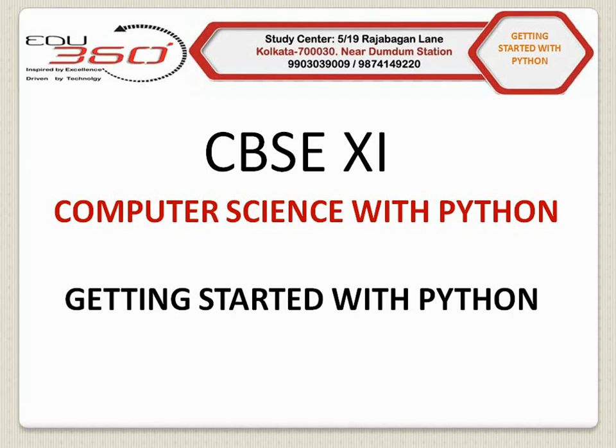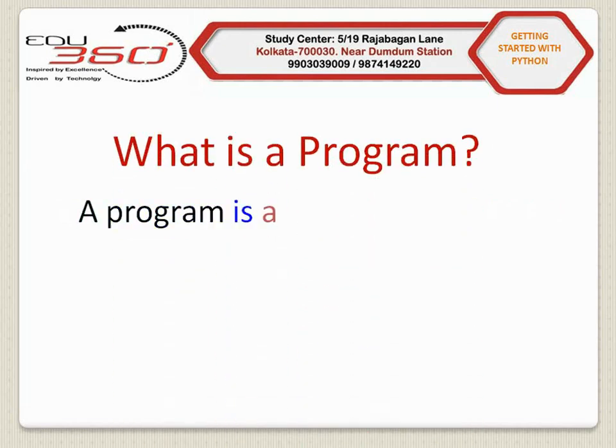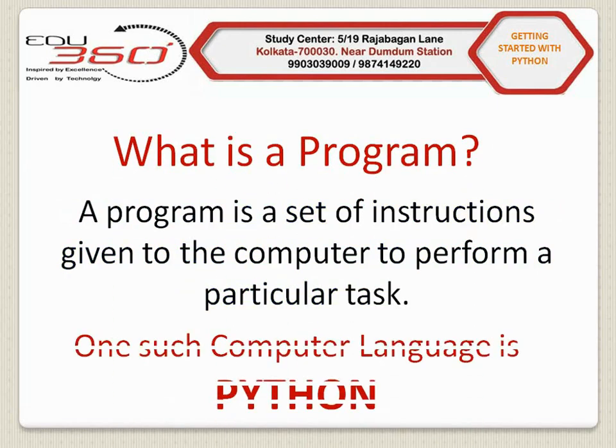Now, what is a program? A program is a set of instructions given to the computer to perform a particular task. Therefore, the scientists thought of building computer languages that are more English-like, independent of the hardware, and easier to learn. One such computer language is Python.